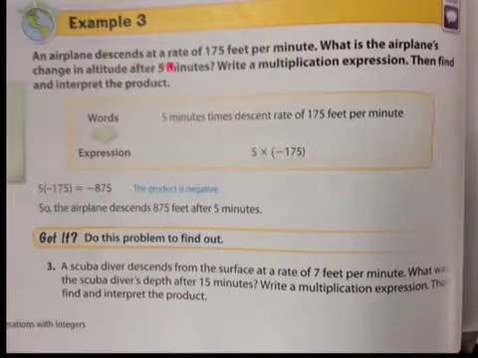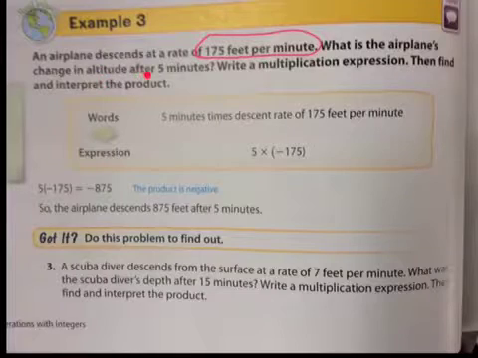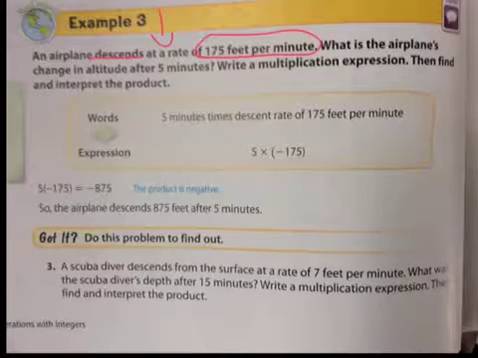An airplane descends at a rate of 175 feet per minute. Now there you go, 175 feet per minute. There is your multiplication. What is the airplane's change in altitude after 5 minutes? So it descends. Don't forget that's a key word. Descend means to go down. Okay, descent after 5 minutes. Write a multiplication expression, then find and interpret the product.